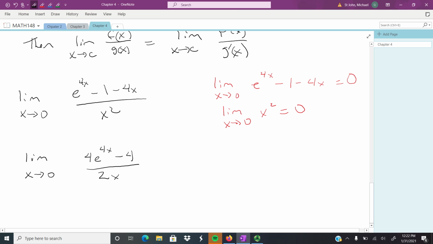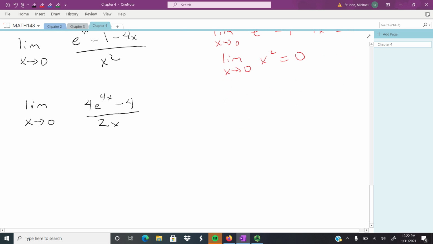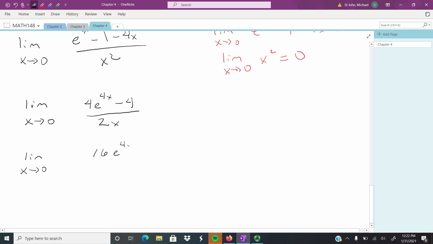So you end up having to apply the rule again. So we're going to apply our rule one more time. And so now we get 16e to the 4x over 2. And so now we get something we can evaluate. After all, e to the 0 is 1, so this is going to be 16. The bottom part is 2. We get our answer of 8.